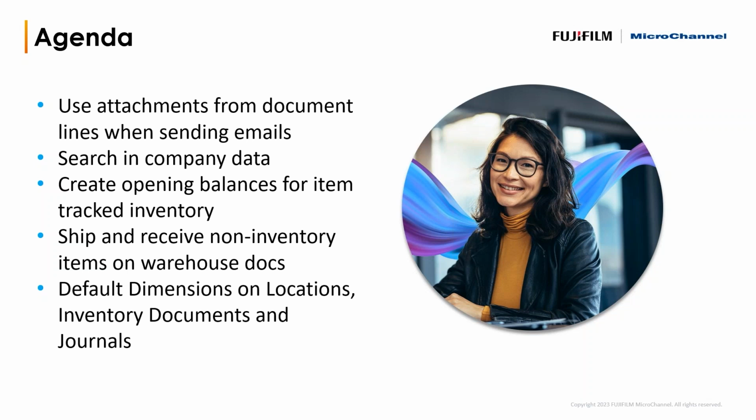So it's using attachments from document lines when sending out emails, searching in company data, create opening balances for item tracked inventory, ship and receive non-inventory items on warehouse docs, and default dimensions on locations, inventory documents, and journals.